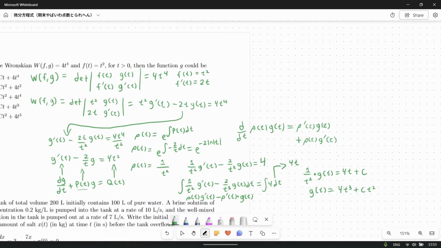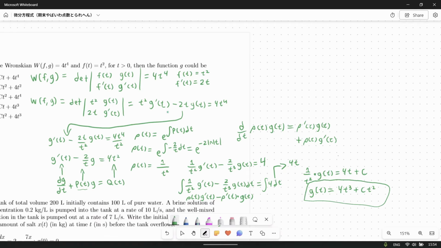And if you're not sure, and you have a little bit of time, though I know this is for an exam, so you probably won't, you can plug the g of t that we found back into the matrix to find the Wronskian. When you plug in g of t and the derivative of g of t and take the determinant, you will in fact end up with 4t to the fourth. So we have our final answer over here.